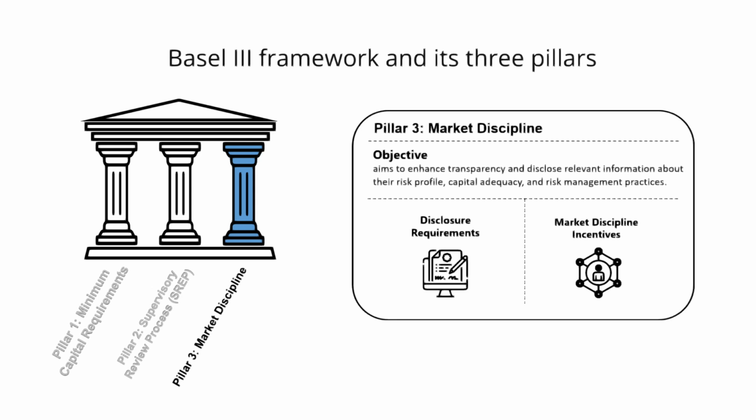In summary, the 3 pillars of Basel III collectively provide a comprehensive framework for regulating and supervising banks, ensuring that they maintain adequate capital to cover various risks, enhancing supervisory review processes, and promoting transparency and market discipline.